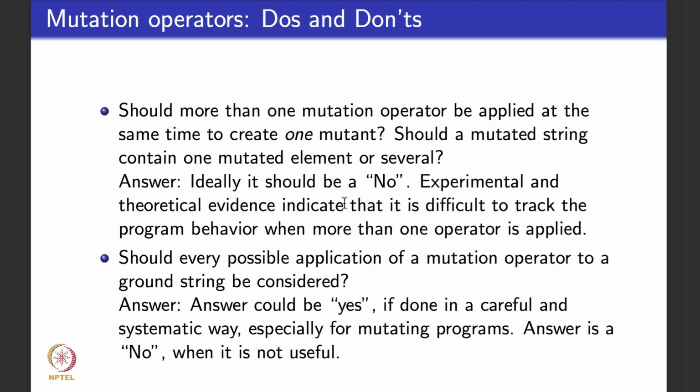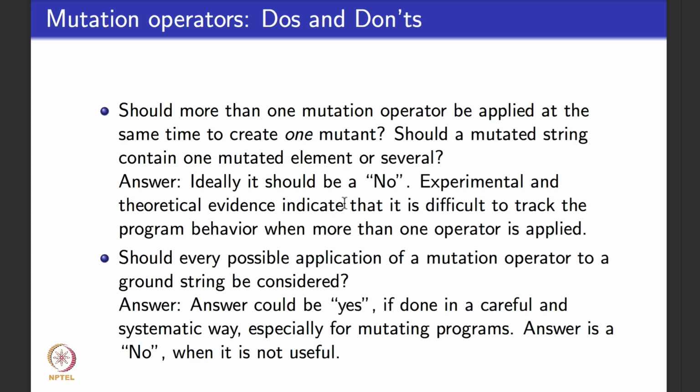Experimental and theoretical evidence indicate that it's usually very difficult to track the program behavior when more than one operator is applied, because you don't know which operator caused the change in the mutated program. Even if you apply two, you don't know the change. It might be difficult for large programs to isolate and say that this change is because of the first operator, this behavior change is because of the second operator. It's very difficult to do that. So always the wise thing to do is to apply one mutation operator at a time.